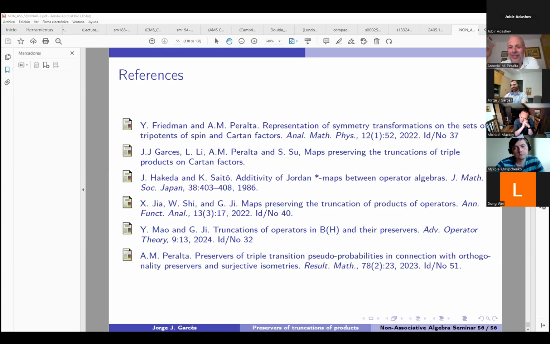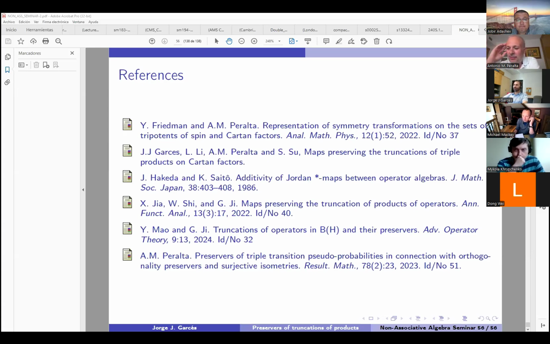What about linear maps preserving truncations? Yes, because actually the first result on truncation preservers was for additive preservers. We jumped to the non-linear case. Yes, I think we skipped some of the natural questions, but these results are completely independent.